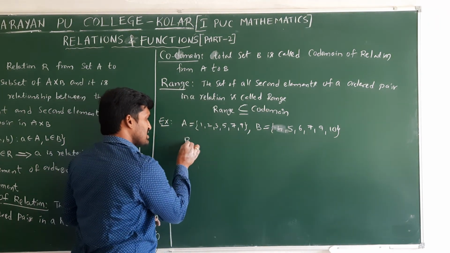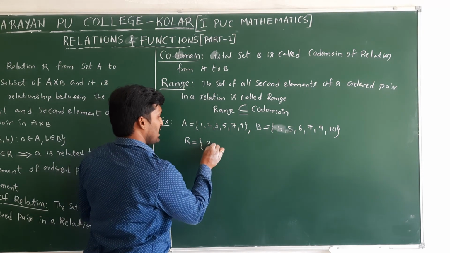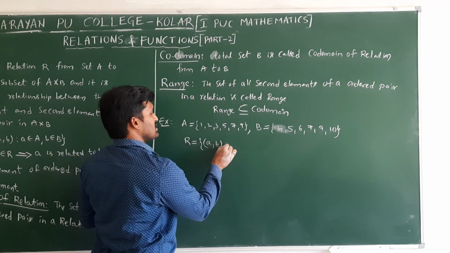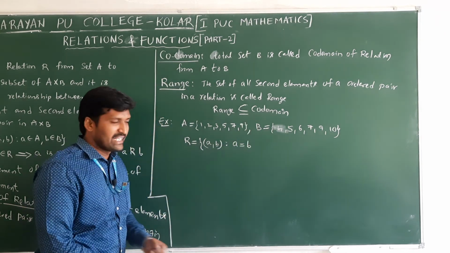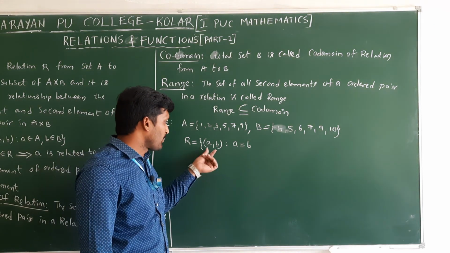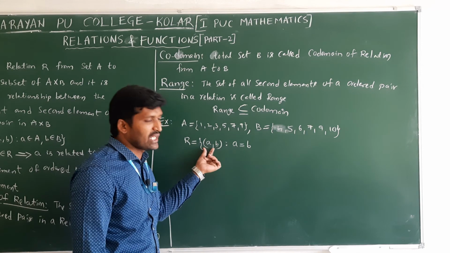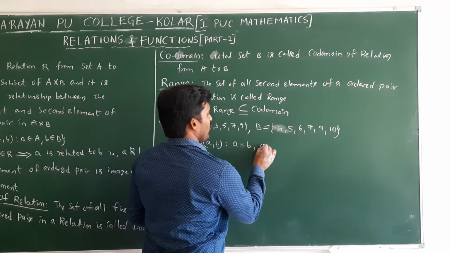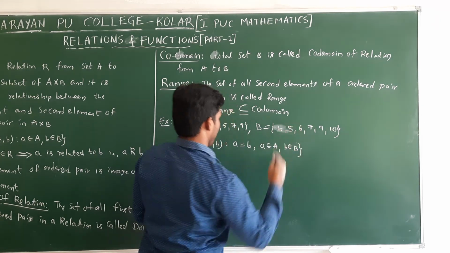Here I am taking a relation like this: the relation (a, b) such that a equals b. This is the relation given between those sets. Now, which ordered pairs will satisfy this relation? Only those ordered pairs we need to take here, where a belongs to A and small b belongs to capital B.